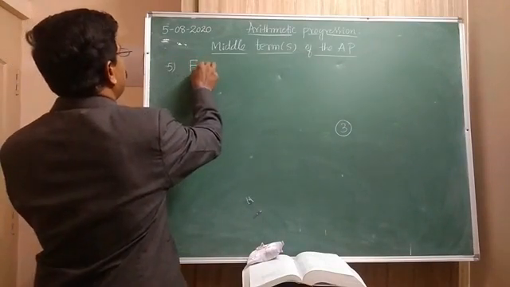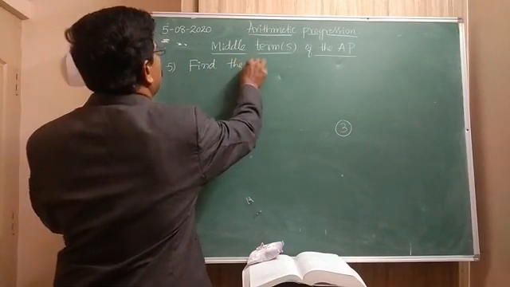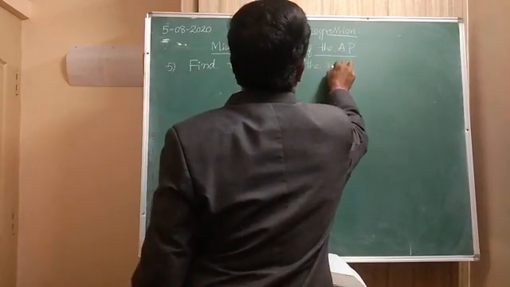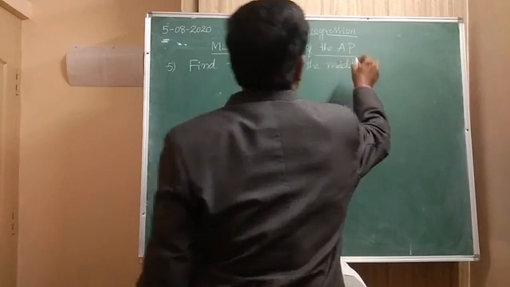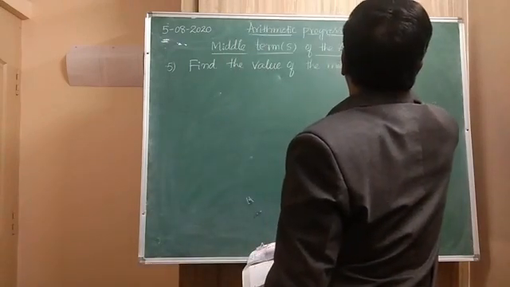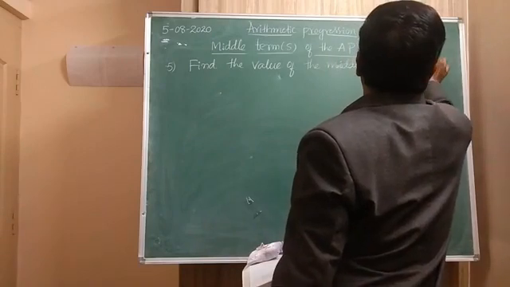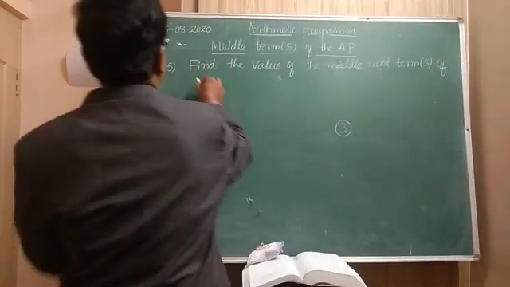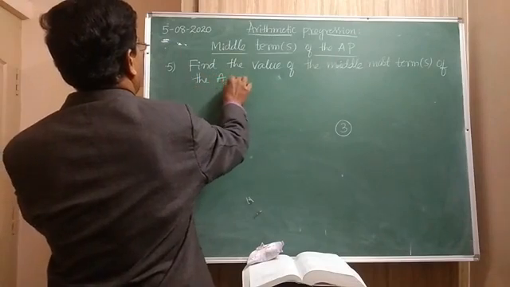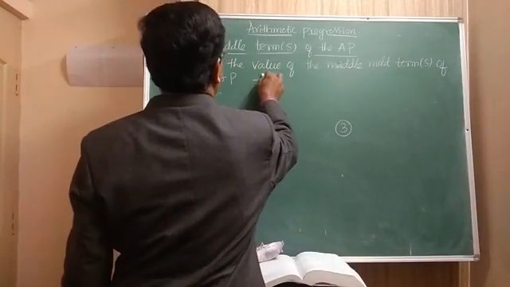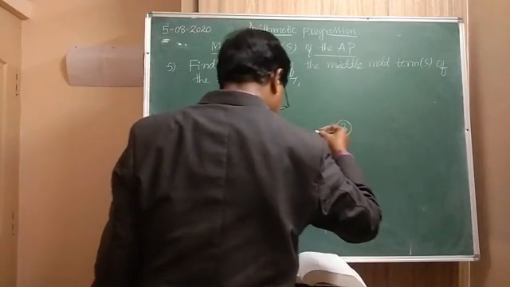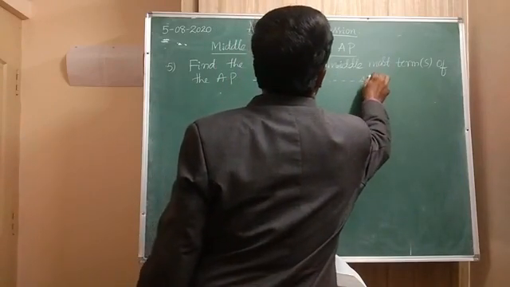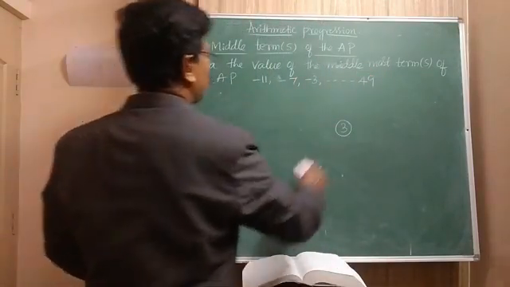Fifth one. Find the value of the middlemost term or terms of the AP: minus 11, minus 7, minus 3, etc., up to 49. So this is the question.